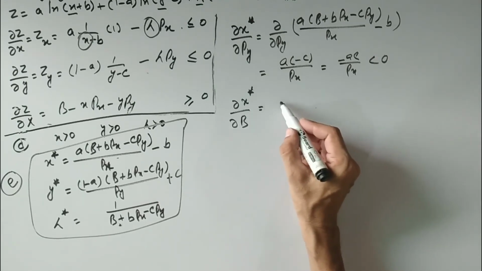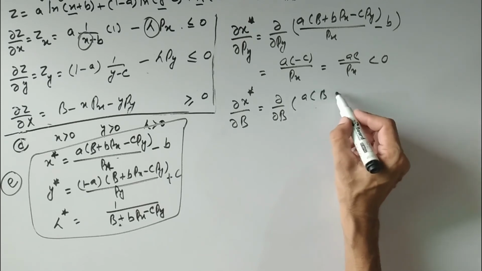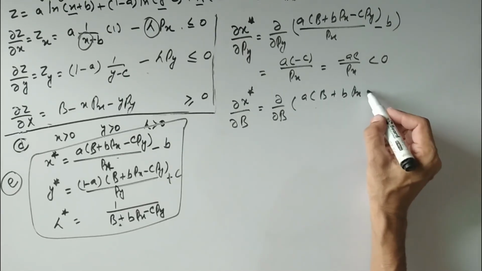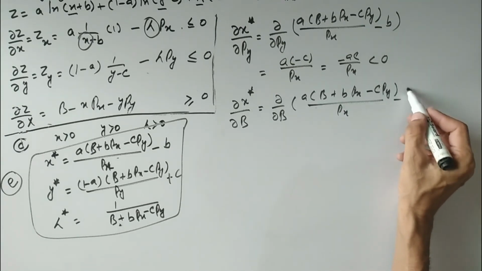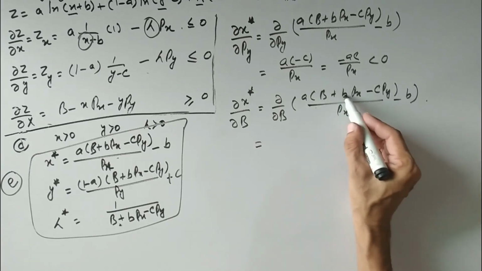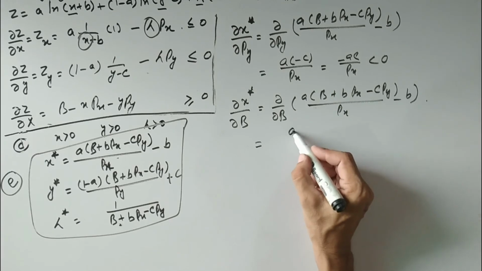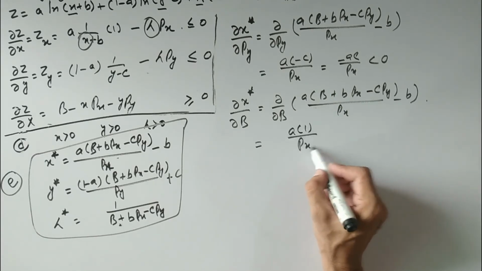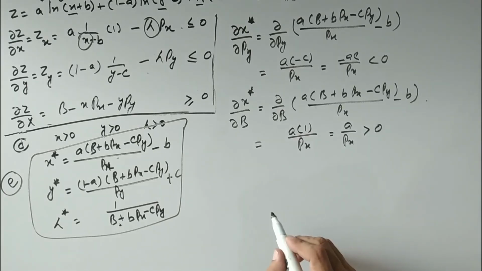Now similarly partial x star over partial b. That is a into b plus b p of x minus c p y upon p of x minus b. Likewise, b will have derivative 1 and all the other derivatives will be 0. So a into 1 upon p of x, that is equal to a upon p of x, which is greater than 0.